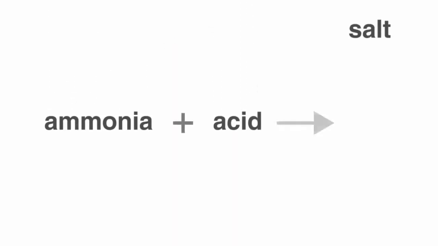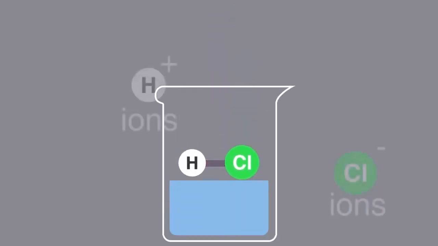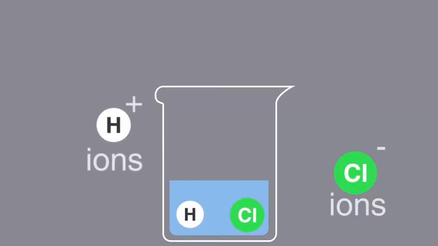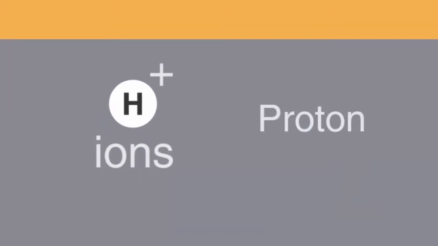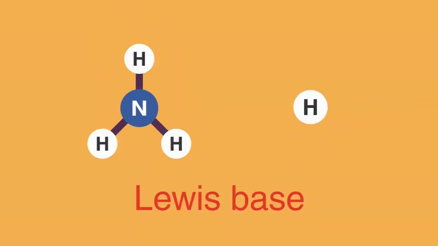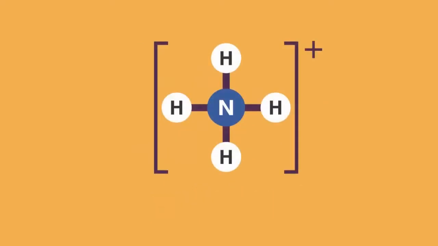Well, if you worked out that we react ammonia with an acid to produce the salt, you're absolutely right. Let's look at the reaction with the common acid, hydrochloric acid. Being a strong acid, this dissociates in solution to form H+ and Cl- ions. And what's another name for a H+ ion? That's right, a proton. The ammonia molecule can accept a proton, that's what makes it a Lewis base. And we now get an ammonium ion with 4 hydrogens and a +1 charge.